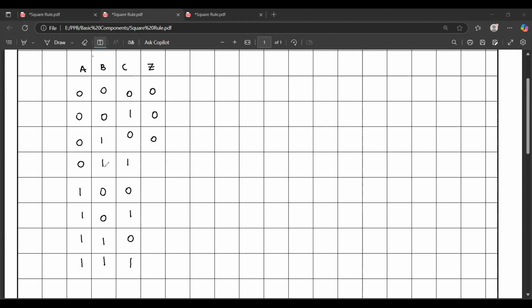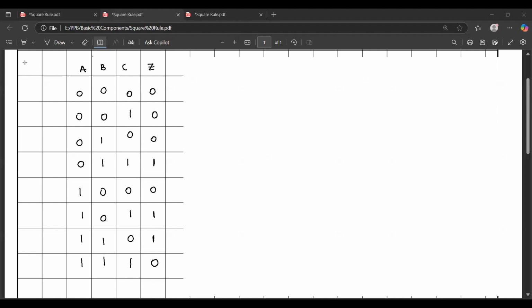Here also the same. Exactly two abnormalities are found, so the output will be 1. Here only one abnormality, so 0. Here we have two ones, so the output will be 1. Here we have two ones, so the output will be 1. Here all three are working, therefore the output will be 0 because they have clearly stated that that is not the case. You can't actually use that as the min term. They have clearly stated that.